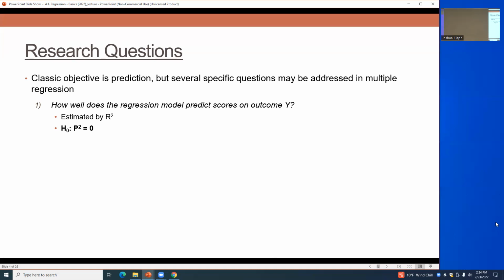Can someone tell me what R squared is? Someone who's been exposed to regression previously.